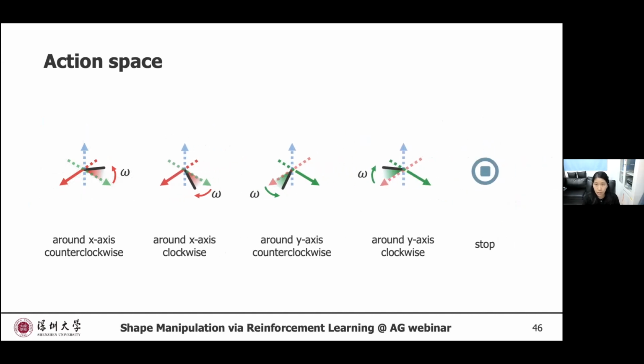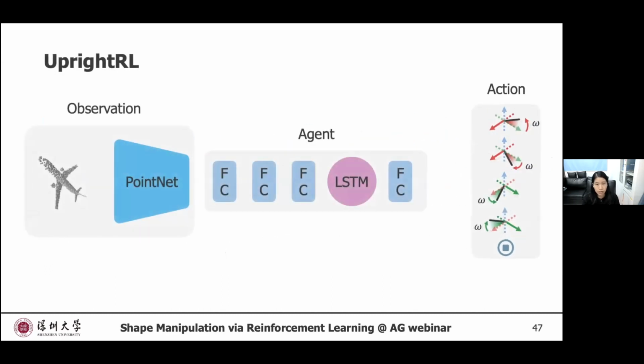And then we can define an extra stop action that allows the agent to terminate the iteration by itself. With this action space, we can design a network to select a sequence of actions to perform upright correction for a given shape. Here is the network structure of our model called Upright RL.